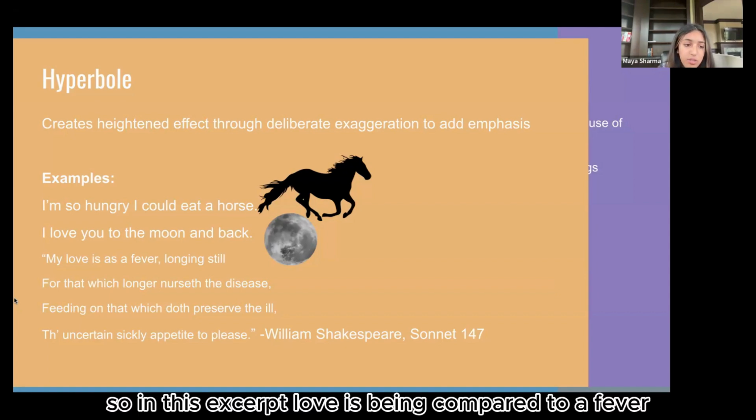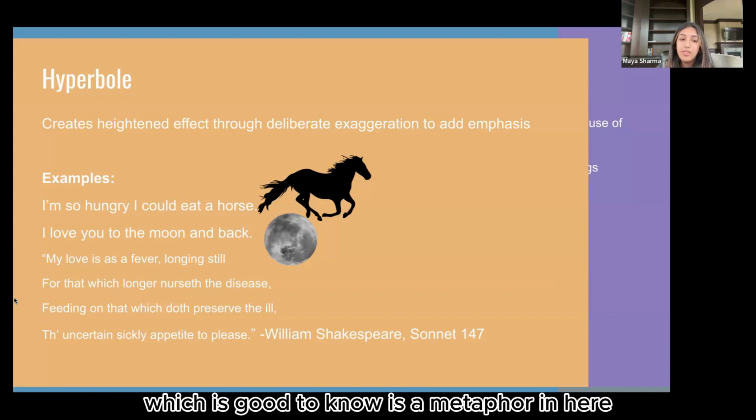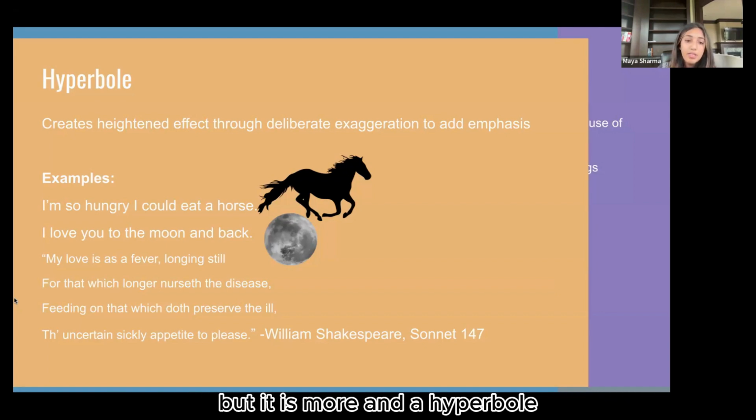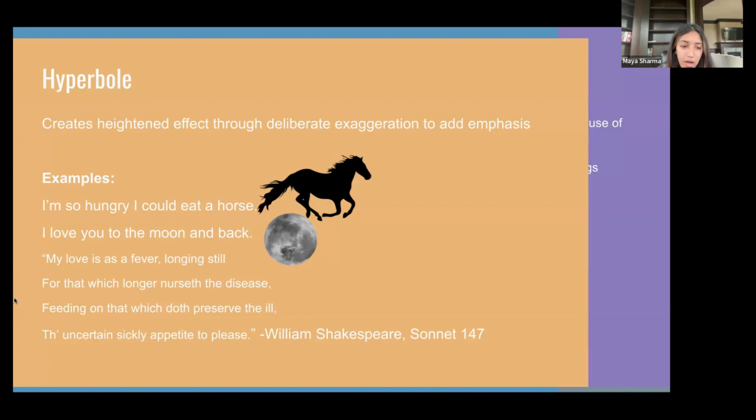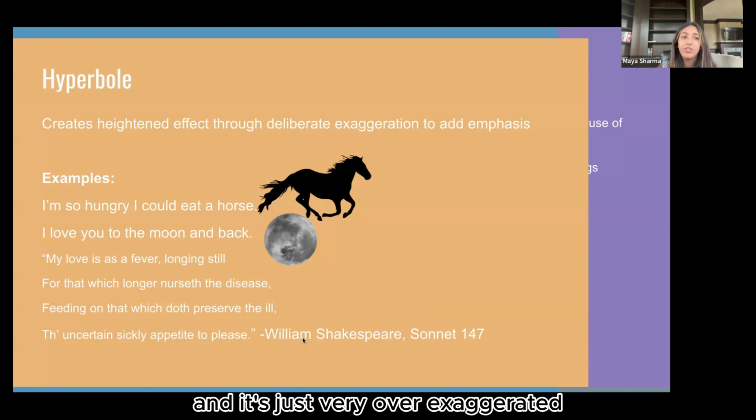So in this excerpt, love is being compared to a fever, which is good to know is a metaphor in here, but it is more of a hyperbole because the text goes on to exaggerate the fever of love, and it's just very over exaggerated.